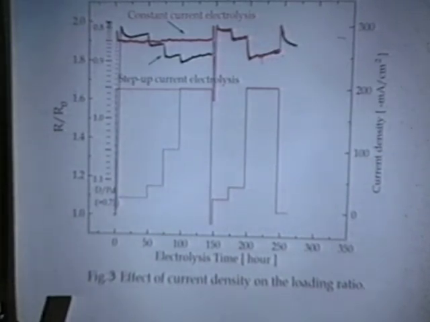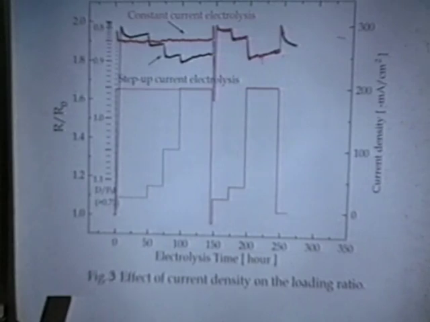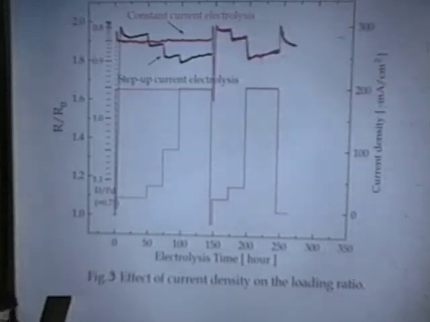When we compare these procedures, the loading ratio for step-up current electrolysis was higher than that of constant current electrolysis at this current density. Judging from this result, we have selected the step-up current electrolysis for our experiment. In this sequence, we reverse the polarity to deload the deuterium because it has been reported that anodic stripping is effective to obtain the higher loading ratio.